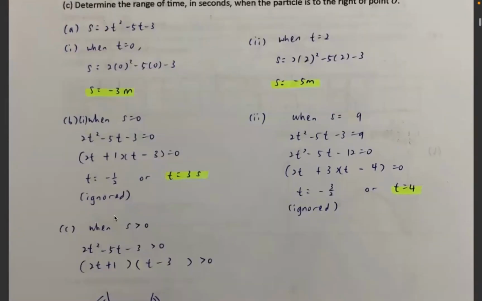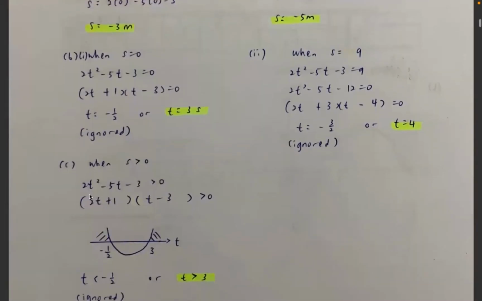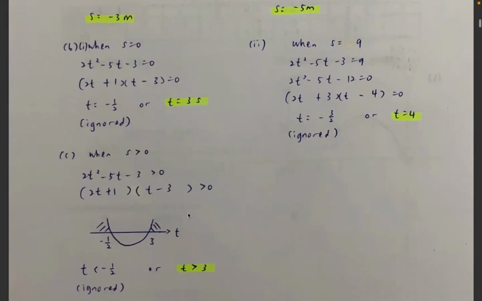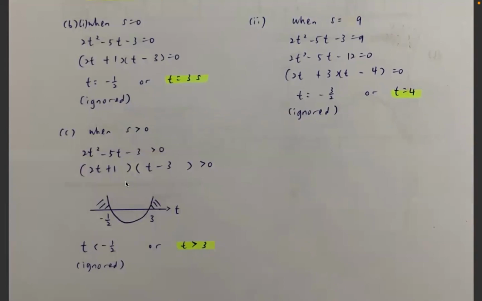So we put s greater than 0 and substitute the displacement equation, let it be greater than 0, and do factorization. This is a quadratic inequality, so you have to do either the graph sketching method or the number line method to get the range of values of t. The easiest way is the graph sketching method.